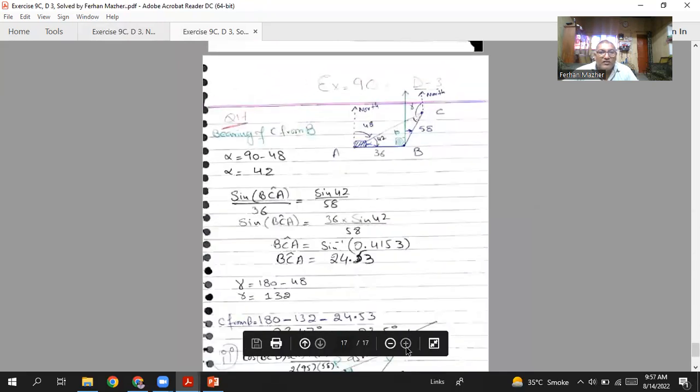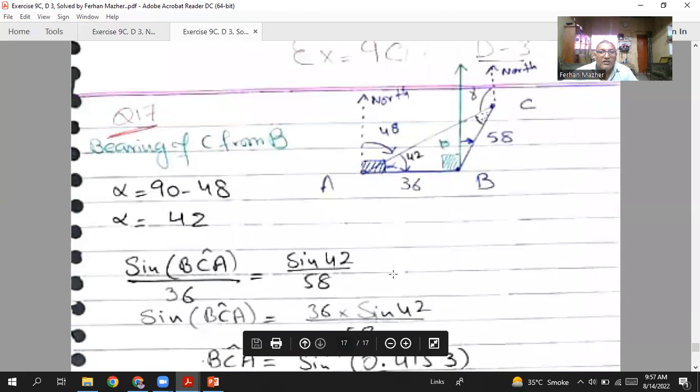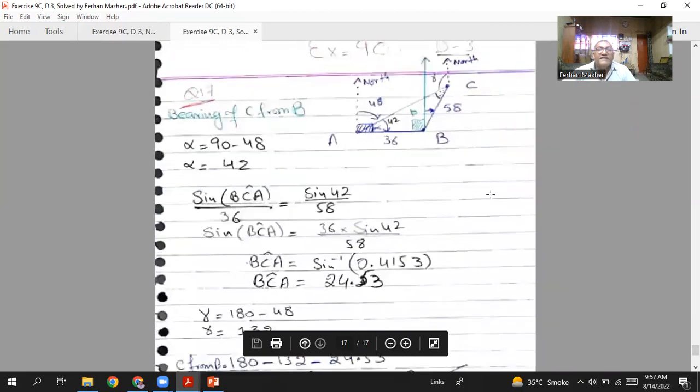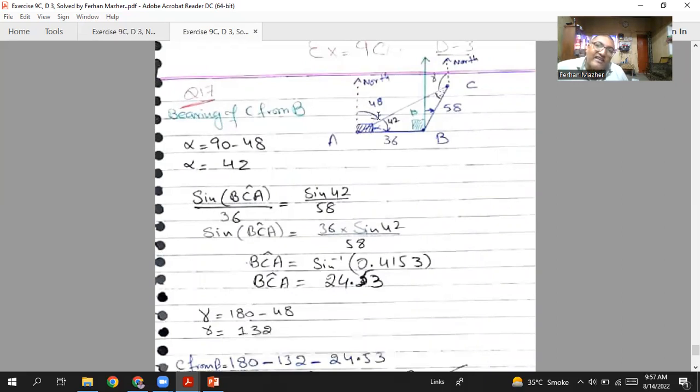Okay, so let me show you. We are talking about this. Here on A, from north to the AC line the angle is 48. From north to the AB side the angle is 90. So from 90, if you subtract 48, you will get 42. Let me call this angle alpha. So alpha will be 90 minus 48, alpha will be 42 degrees. So this angle is 42 degrees.